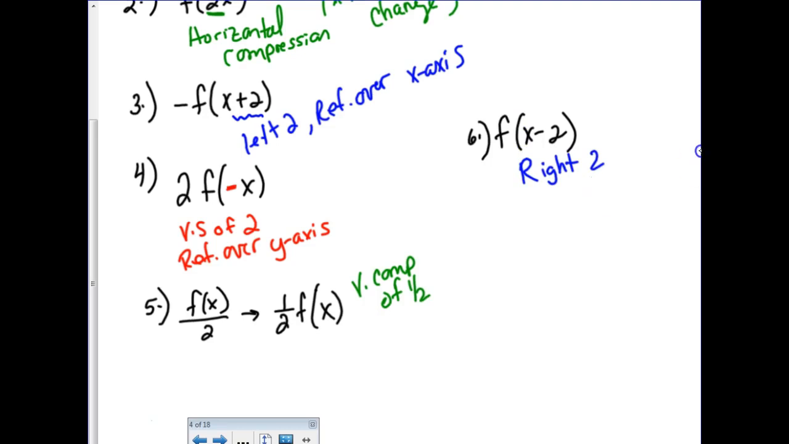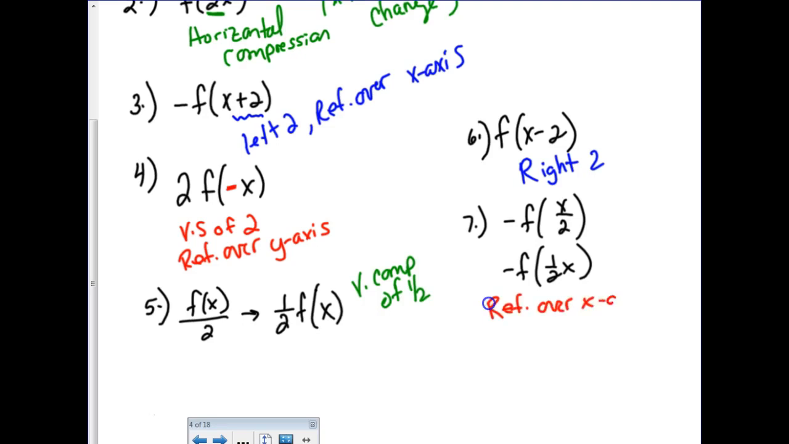Number 7 has 2 transformations on it. There's a negative in front of the function. That's a vertical reflection. So that's not going to compete with this next thing, which is x over 2. So remember, x over 2, also known as 1/2 x. Be careful here, guys. I know it's a reflection over the x-axis. But what would you call this transformation when there's a 1/2 inside the function? It's a horizontal stretch. Horizontal stretch.